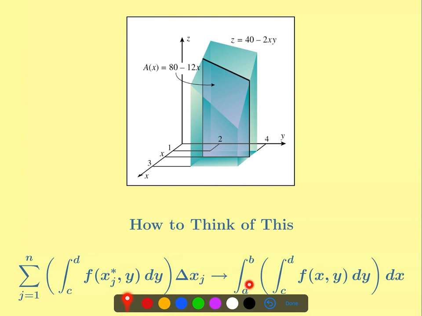So delta x became a dx, and x, again, imagine going from a to b, 1 and 3 in this picture. And then this area of the face here is just going to be the integral from c to d, which was 2 to 4 in this picture, f of xy dy. So we get a double integral that represents the volume of this solid.